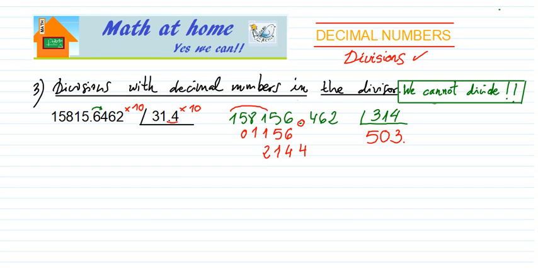How many times is 314 in 2144? 6 times. 6 times 4, 24 to 24, 0. 6 times 1, 6 plus 2, 8 to 14, 6. 6 times 3, 18 plus 1, 19 to 21, 2. Drop down next, which is 6.